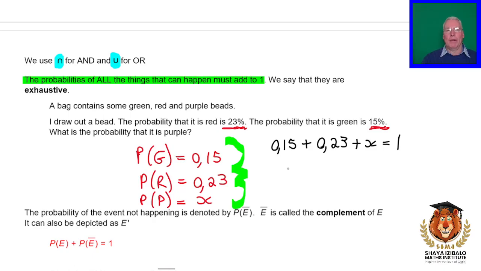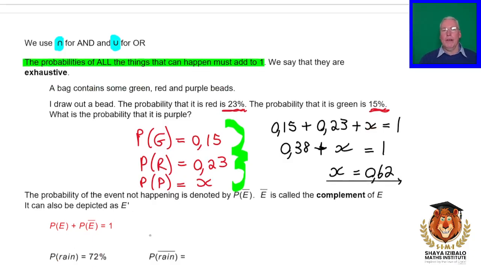Right, so now we're solving a really simple equation. If we add these two things, we get 0.38 plus X equals 1. So X will be 1 minus 0.38. X will be 0.62. So the probability of a purple bead is 0.62.